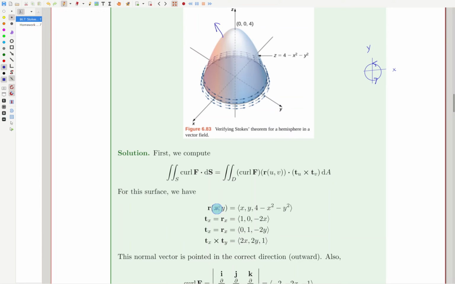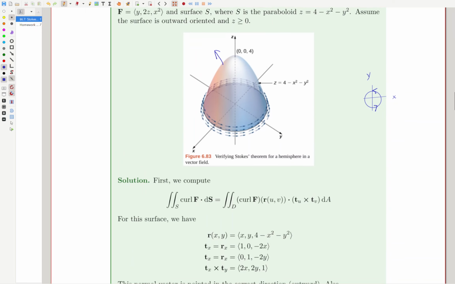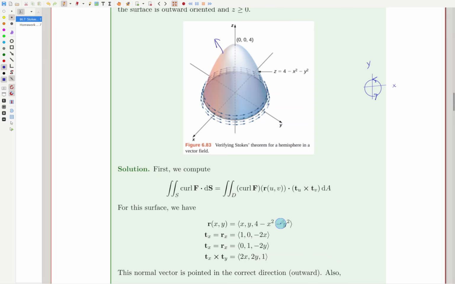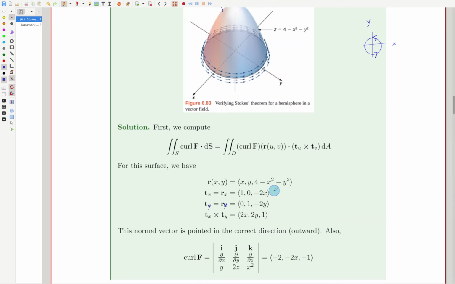Okay, so the parameterization we can easily get from the fact that this is a graph of a function, right? So we just have x, y, and then the expression for z being the function itself. So that is our parameterization of our surface. Then we compute the tangent vectors tx and ty. Oh, that should be y. That should be y. Oops, copy pasted. All right. So tx and ty. That's a pretty quick calculation, just taking partial derivatives, and then we of course calculate the cross product of these two. So that should be a pretty straightforward computation at this point.